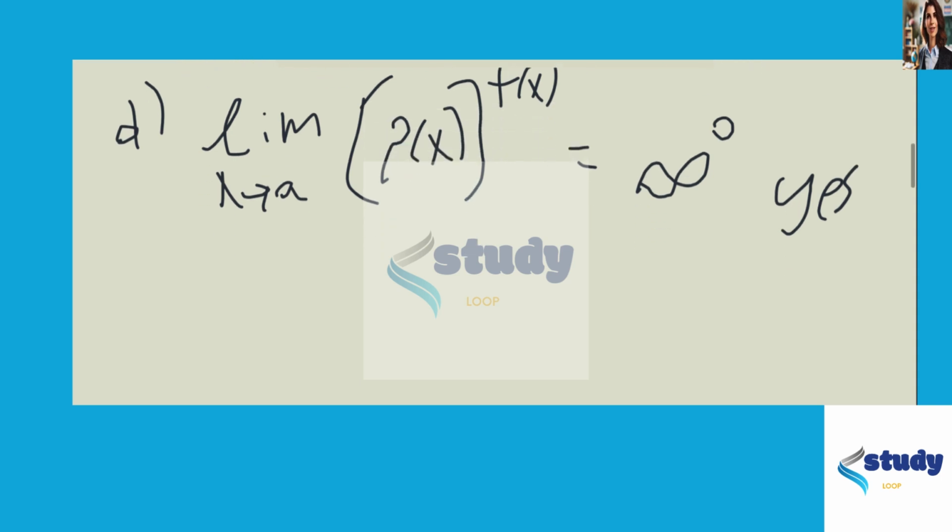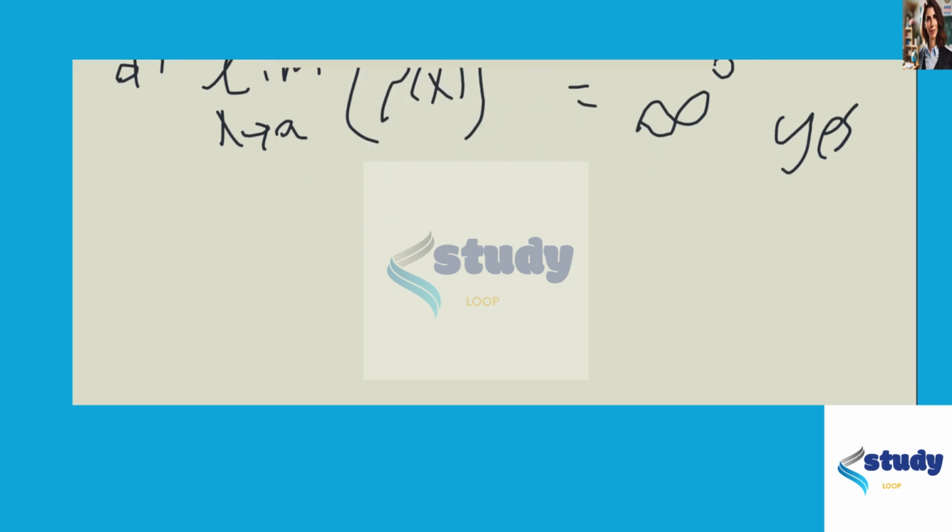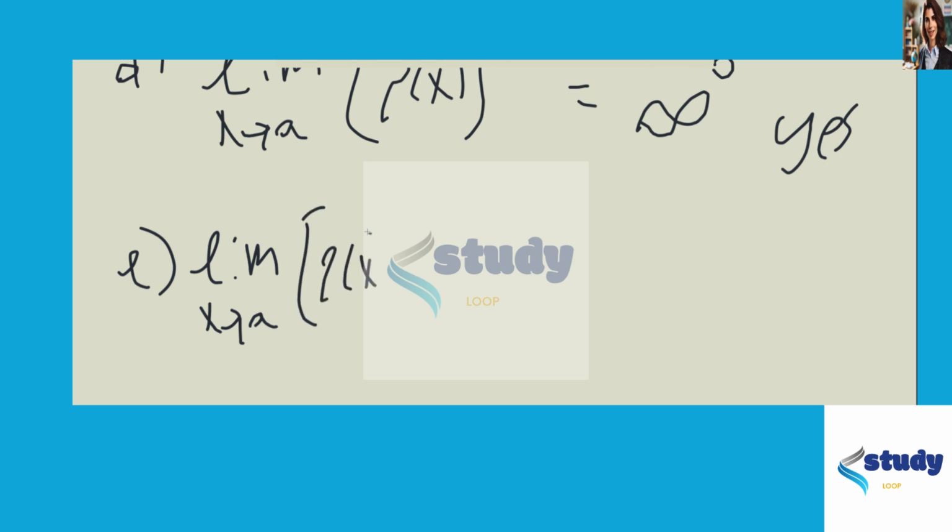And for part E, we have the limit as x approaches a of p of x to the q of x. And this is just going to be equal to infinity. So therefore, this is not an indeterminate form.